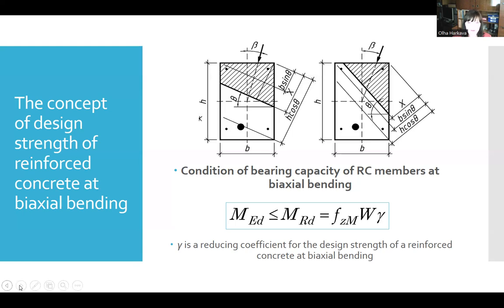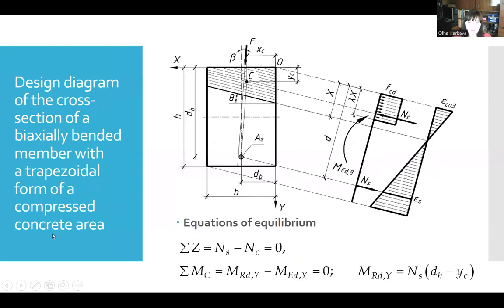To determine the coefficient gamma, first the case of biaxial bending of a reinforced concrete beam is considered, in which the compressed concrete area has the form of a trapezoid. Obtaining the design strengths of reinforced concrete at biaxial bending is considered for members of rectangular cross-section with single reinforcement. At the same time, the assumptions for design according to Eurocode 2 are used.